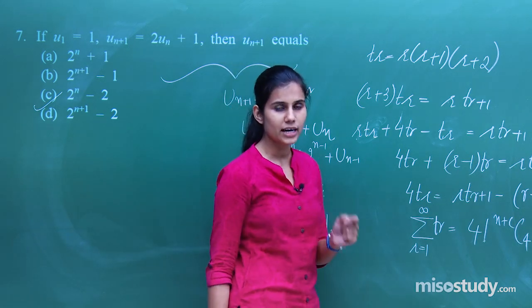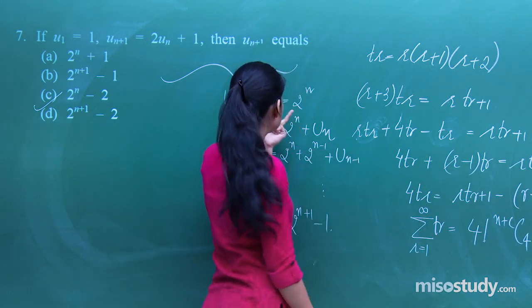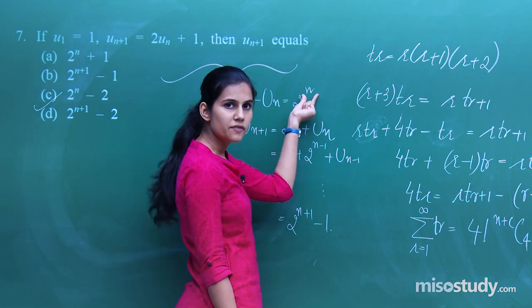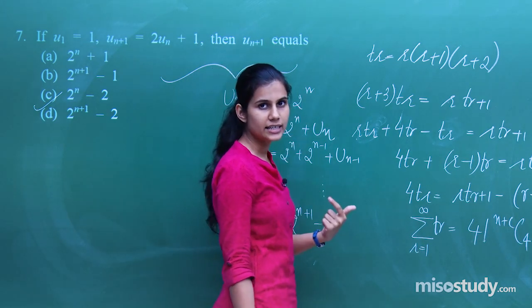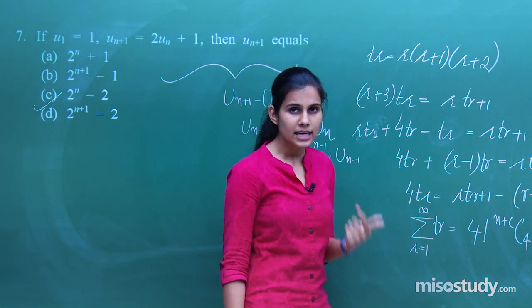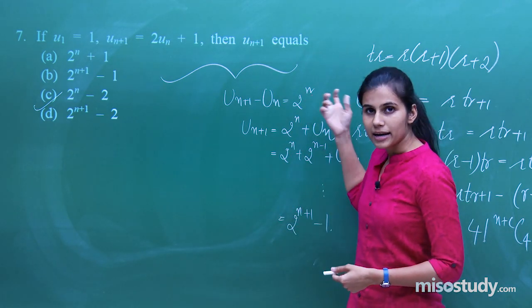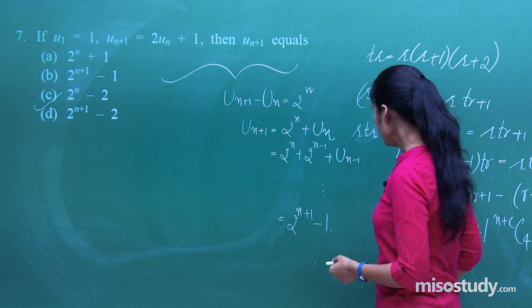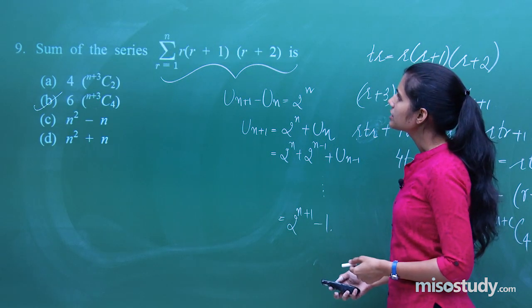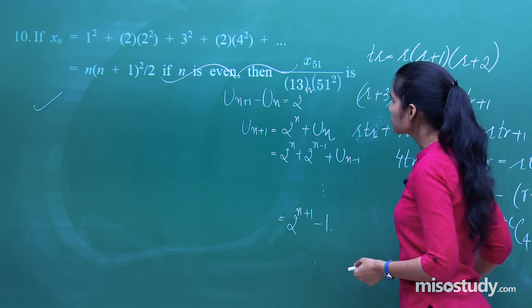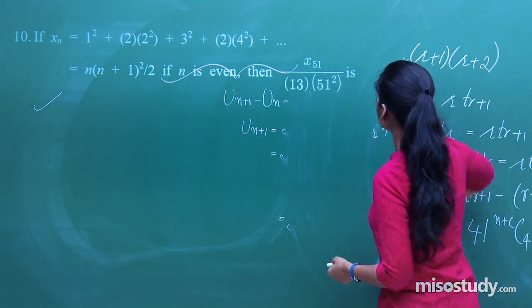So if you have done the establishment of the result for one particular variable, the same thing keeps on getting forwarded when you replace n by n minus 1, n by n minus 2, n by n minus 3 and so on. Clear? So we are through with the sum of the series also. Let's look at the next question. What is the next question?